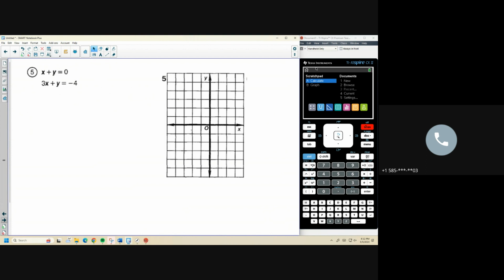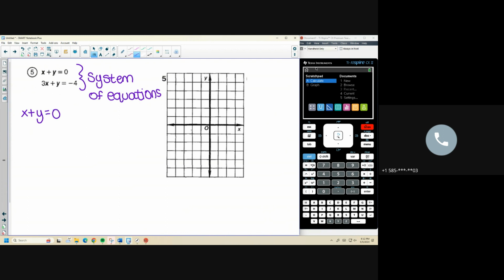So if we look at problem number 5, they give me 2 equations. If you have 2 or more equations, this is what's referred to as a system of equations. And when we're trying to solve a system of equations, we're looking for the intersection of these 2 equations. So I'm going to start with this first one up here, x plus y equals 0. I want to graph this by hand.